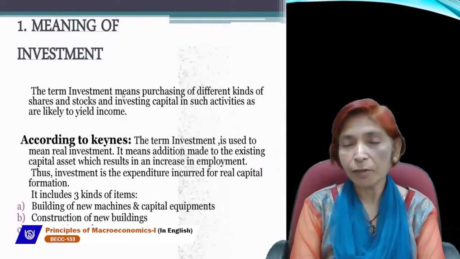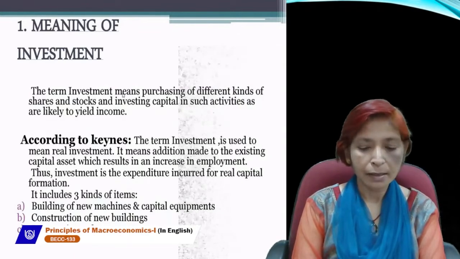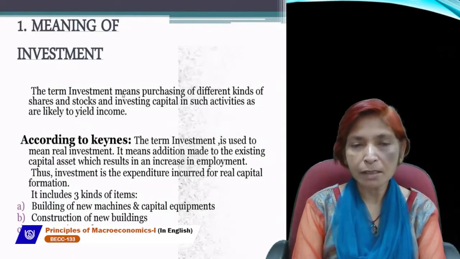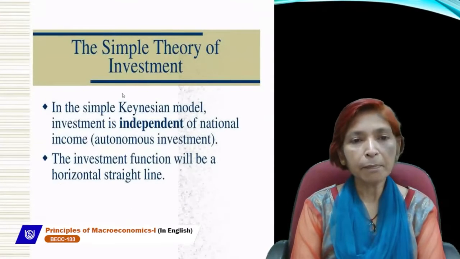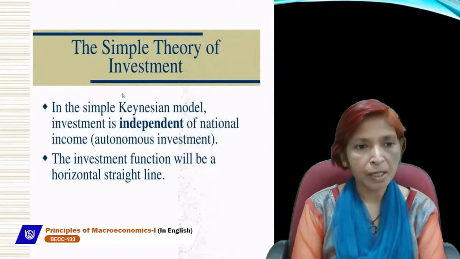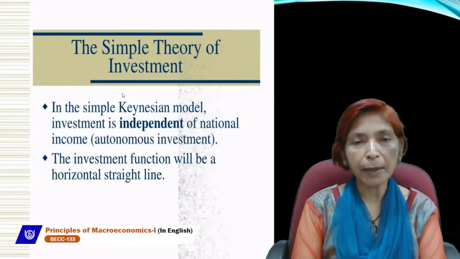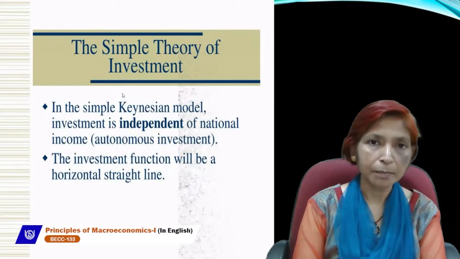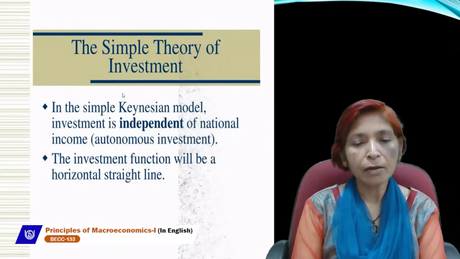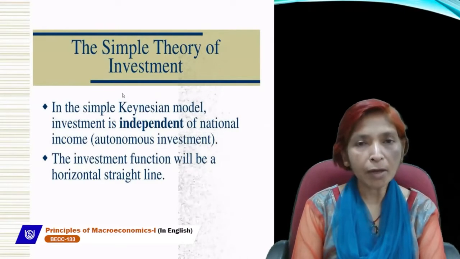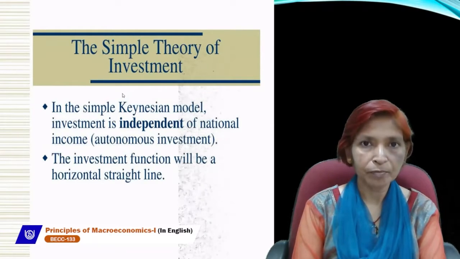And this real investment is emphasized by J.M. Keynes in the General Theory of Employment, Interest and Money. Next is the simple theory of investment. In the simple Keynesian model, investment is independent of national income. If investment is independent of the level of income, that is called autonomous investment.